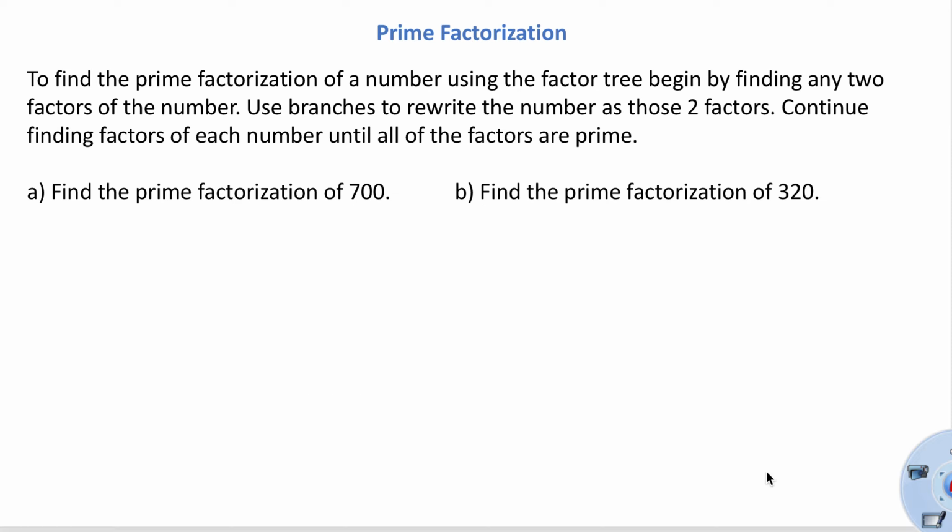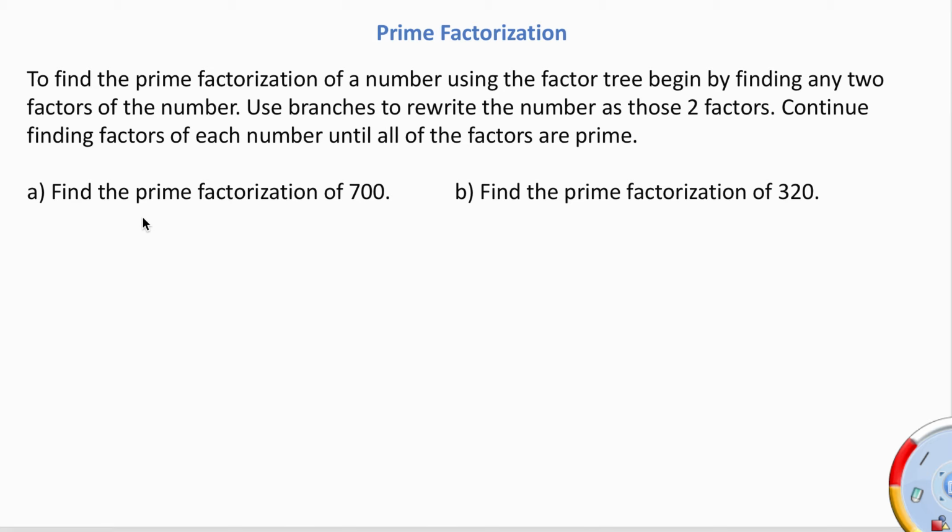So one more thing. Let's find the prime factorization of a number. Okay, so let's start with a number like 700. Now the prime factorization means we're going to write the number as a product of primes only. Remember what it meant to be a prime, and product means multiply. So I'm going to write a number where it's only prime numbers being multiplied.